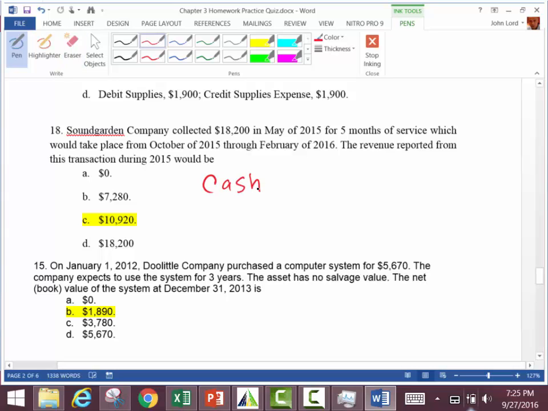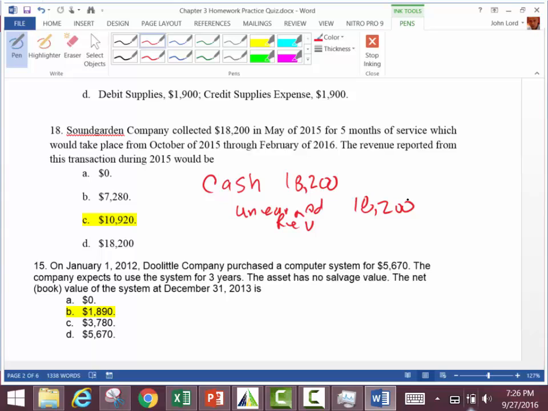Good. Debit cash 18,200, right? Okay, good. And they're getting that in May, right? And so what do you want to credit here? Unearned revenue. That's in May, right? Okay, good. Is there anything you want to do in May for this situation? They got that money in May. You've recorded that in May. Is there anything else you have to do in May?